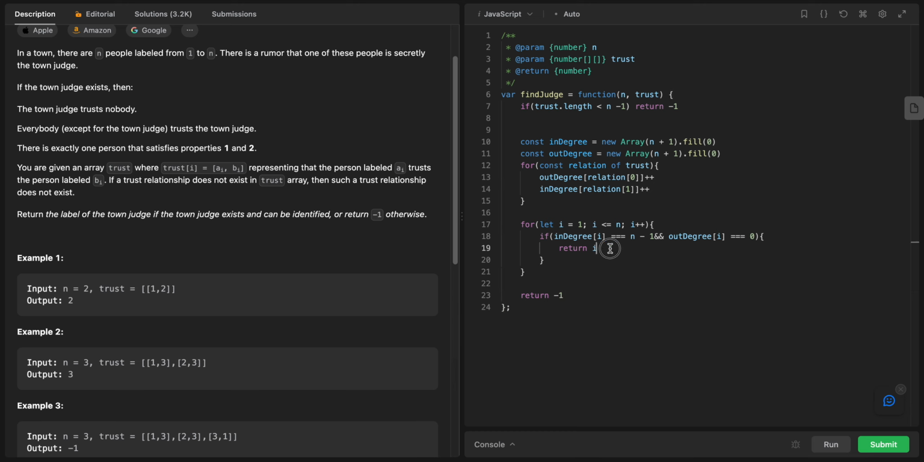What happened here? Okay, so let's see again and make it slowly. If the in degree of I equals n minus 1, in degree, again, the people who are trusted. If the in degree of I equals all of the people minus 1, for example, if we have 3 people here, if the in degree equals 2, and the out degree of the same one is 0, this one trusts no one, but everybody trusts him, so he is the judge. So let's just take an example so we can understand everything.